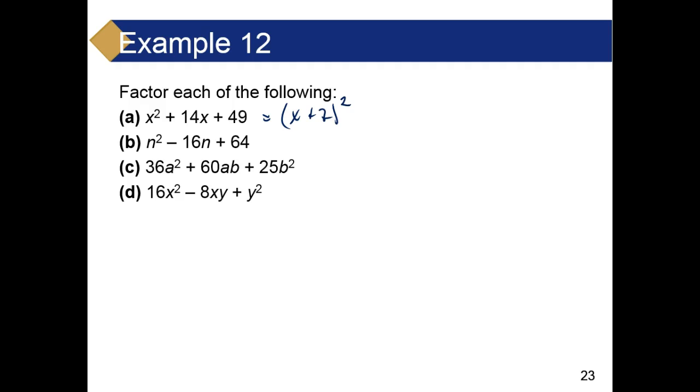Okay, how about that next one? We hope anyway. All right, and what would that be? N minus 8. Let's see if that works. How would you check it? N squared, got it. 2 times 8 is 16, minus 8, so minus 16n. Plus, negative 8 times negative 8 is positive 64. Yes.